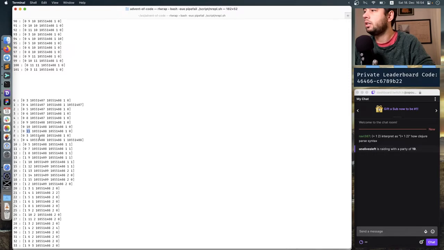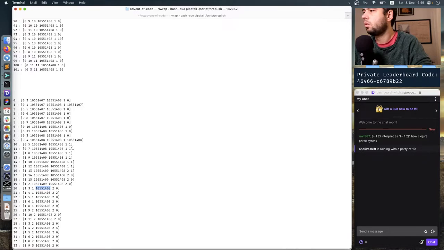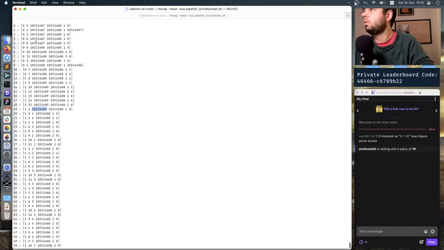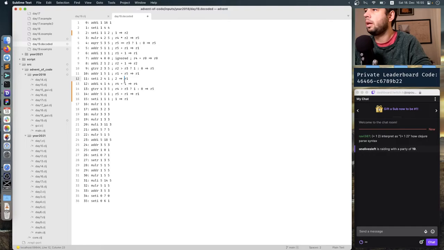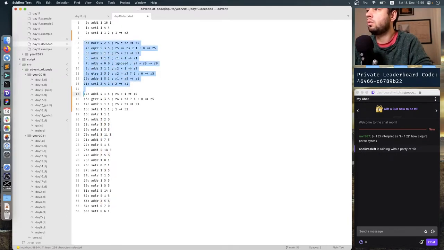This loop increases this number, R2. This loop is probably R5 plus R1, 1 to R1. Okay, so we jump to here, and here set immediate 1 to R2. Yes, we write 1 to R2. Yes, so we drop this, but okay, so where is jump? So this is one of the jumps, right? So basically it jumps to instruction number 3. So this is one of the loops.